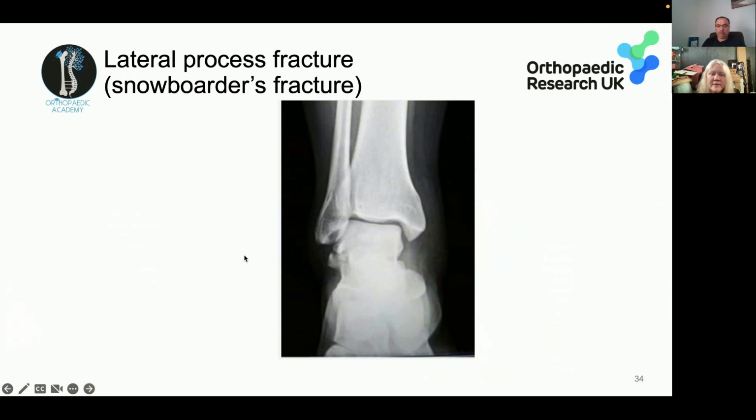So something simple. This is another type of talus fractures, and it's just the lateral process of the talus. I don't know about this country. In Australia, we used to call this a snowboarder's fracture because snowboarders used to get it. You don't need to do anything for it. Treat it non-operatively, symptomatic, maybe a boot if they've got a lot of pain and swelling over their ankle.